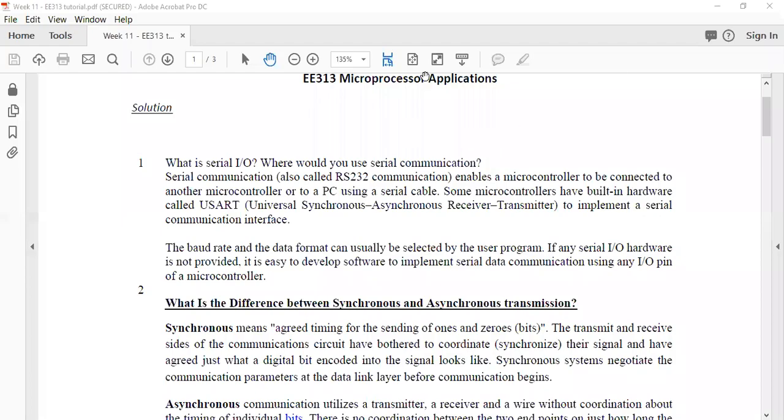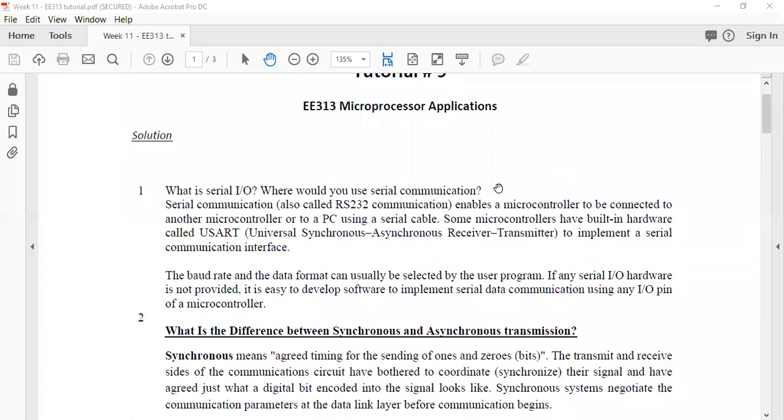Okay, so let's start with this week's tutorial. This week's tutorial is basically based on theory, so most of the things you'll need to go over is in terms of its meaning and its explanations, right?